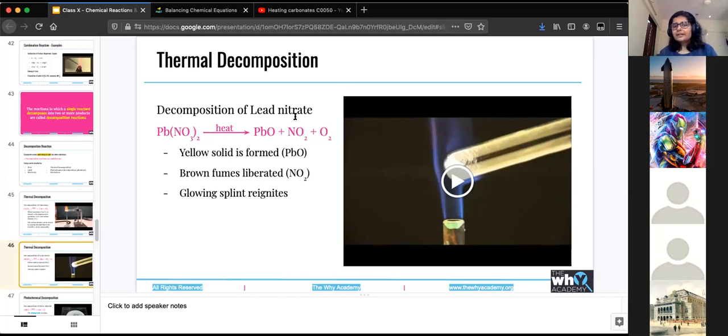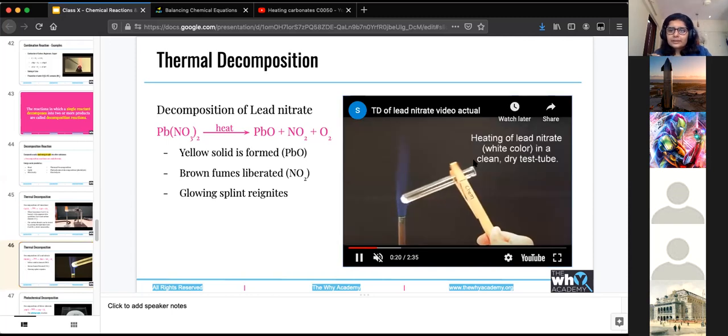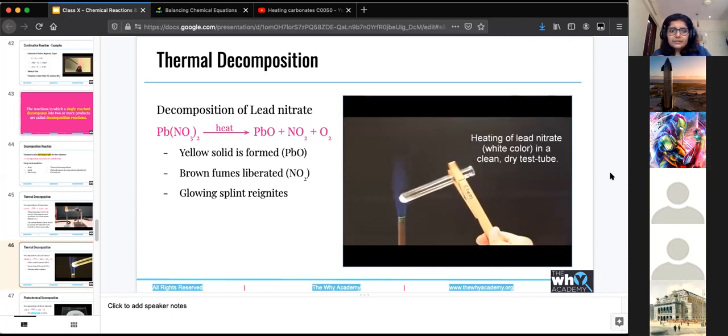So the formula of lead nitrate: lead is Pb and nitrate is NO3. The valency of lead is +2. So lead nitrate is Pb(NO3)2. This on heating gives lead oxide plus NO2 plus O2. So I'll show you what happens in the equation. Lead nitrate is a white color salt. It's just like your table salt.